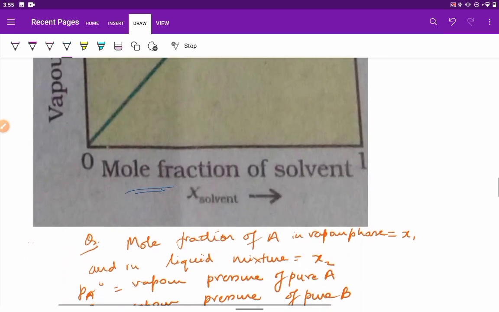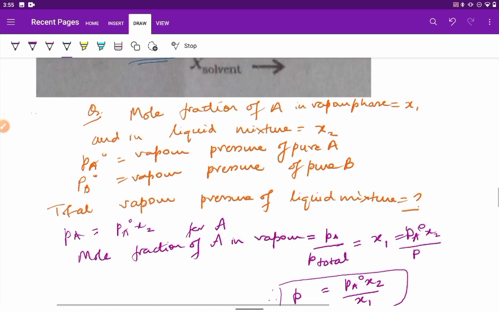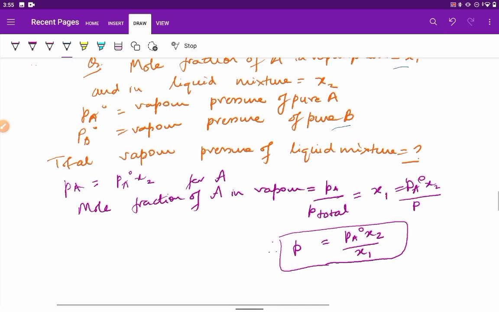Now see, we can also solve one small numerical. Mole fraction of A in vapor phase is x1, and in the liquid mixture it is x2. One component is A, another component is B. Pa naught is the vapor pressure of pure A. Pb naught is the vapor pressure of pure component B. The total vapor pressure of the liquid mixture we have to find out.